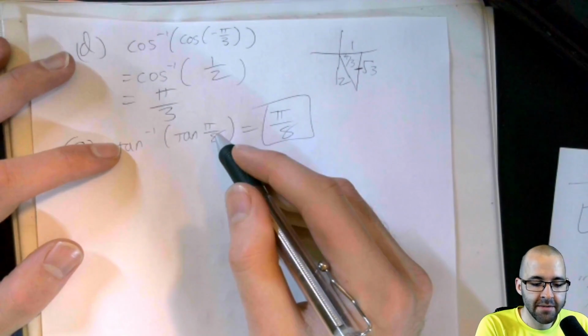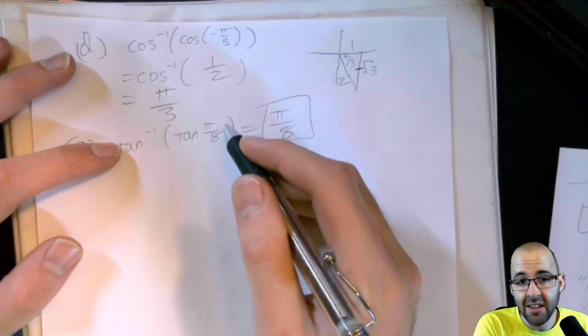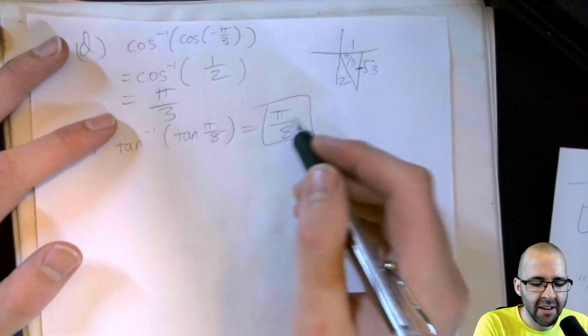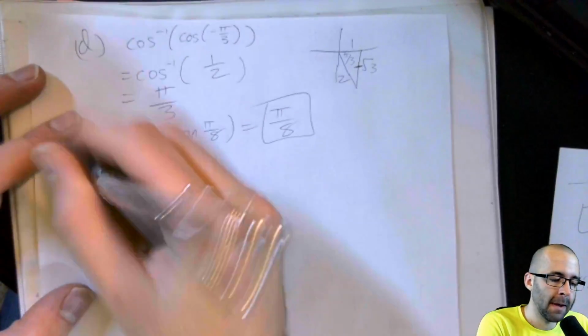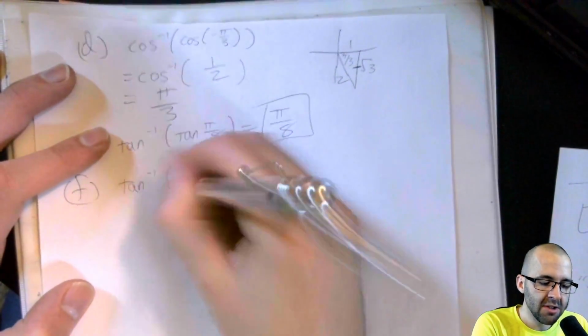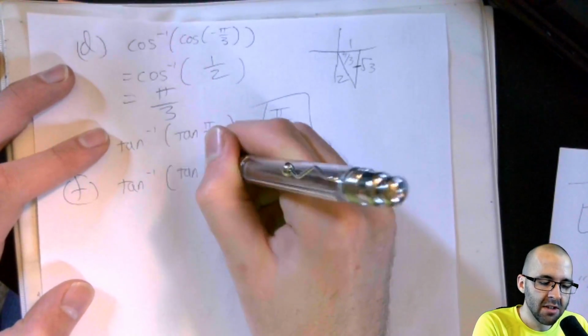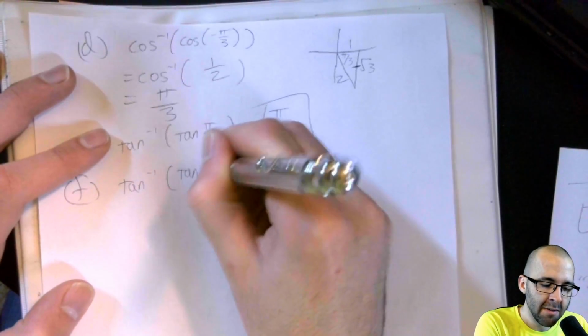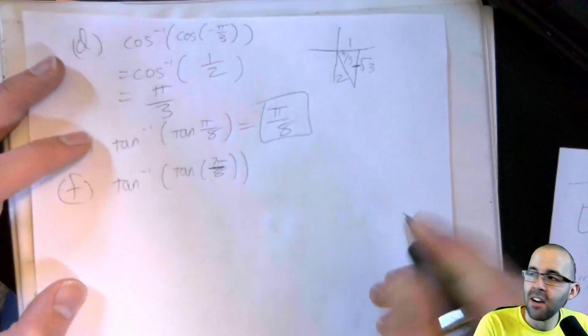If it were like 7 pi over 8, then we'd have something different. Then our answer would turn to negative. You know what? Let's do it. Tangent inverse of tangent of 7 pi over 8.